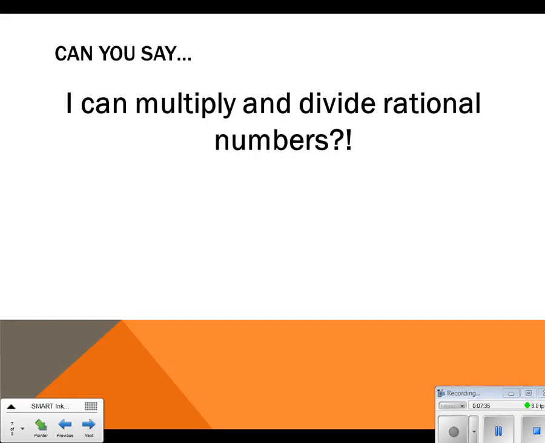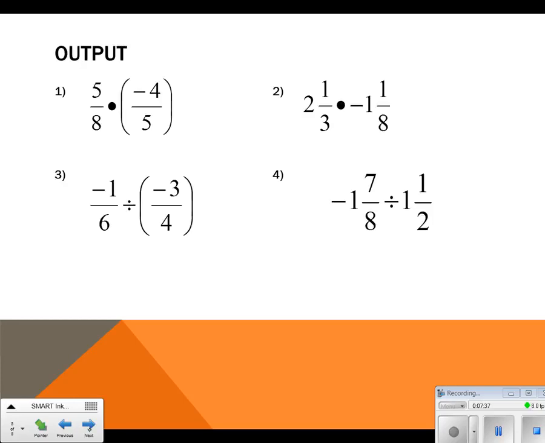Can you say I can multiply and divide rational numbers? Here's your output to work out on the left side of your notebook. Be prepared with any questions for the work time in class.